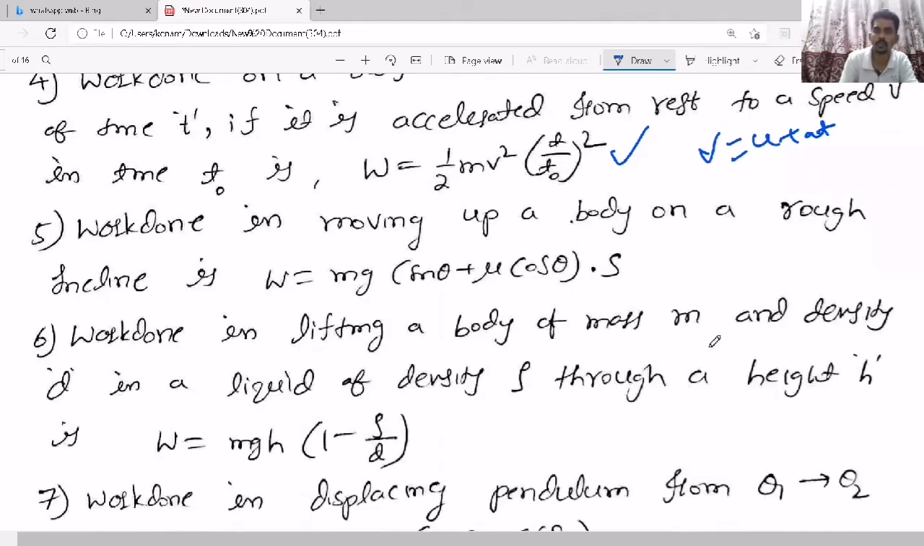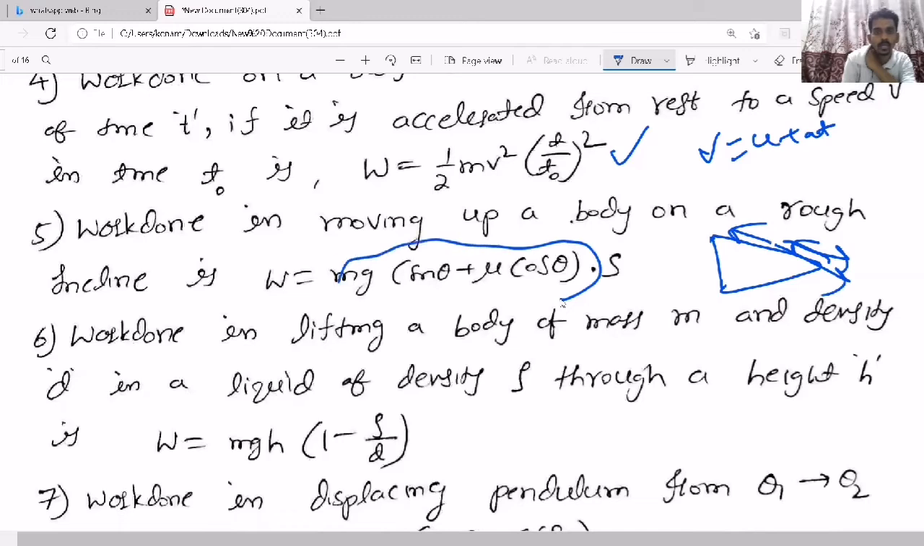Now, the fifth one: work done in moving a body up a rough inclined surface. In the last class we already studied how much friction will act and how much force you have to apply when pulling it up. mg sin theta will act downward. As you are pushing up, the friction will also act downward. So the total net force which you are applying is mg sin theta plus mu mg cos theta. The work done means force into displacement. That is the work done.